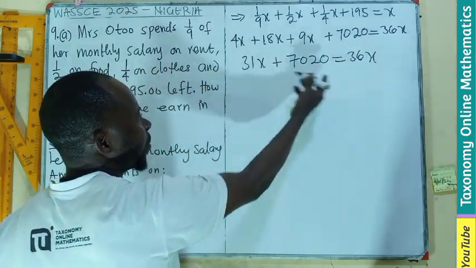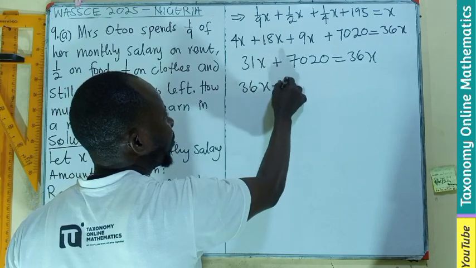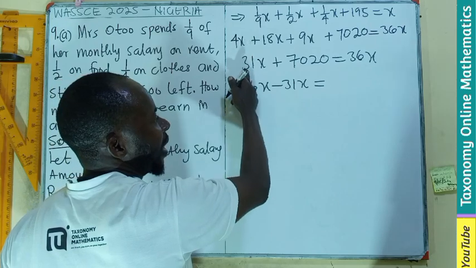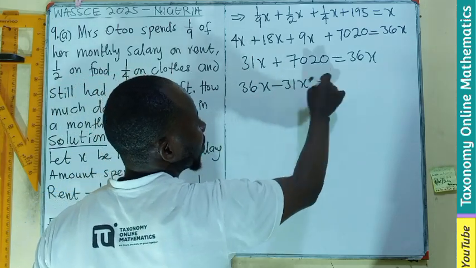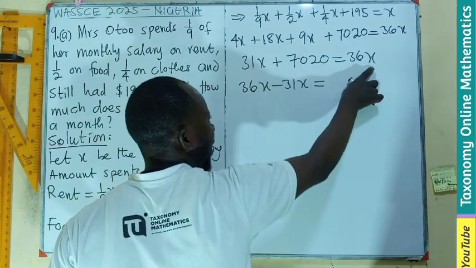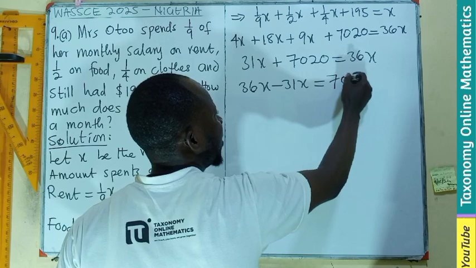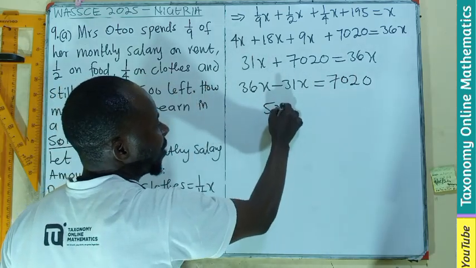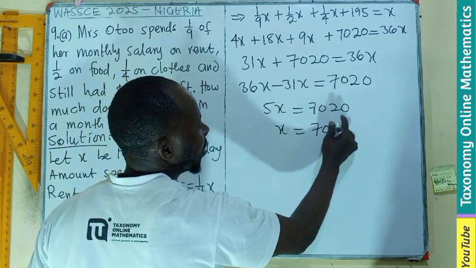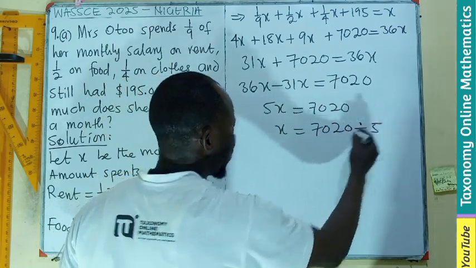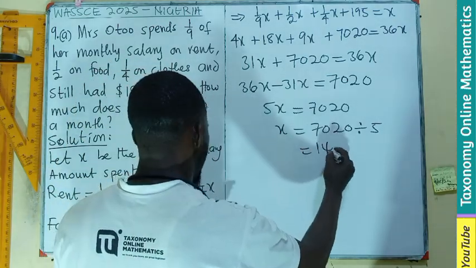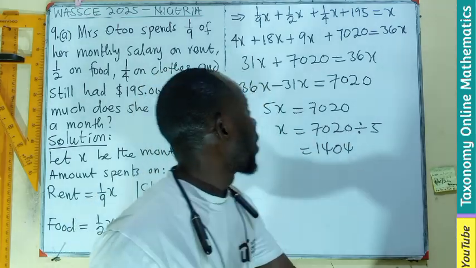So now we can group like terms. 36x, then we subtract 31x. This is going there, leaving this one. 31 is positive, going there as negative, remaining 7020. This will give you 5x equals 7020. X equals 7020 divided by 5. Let's see what that will give us. And that will give us 1404.